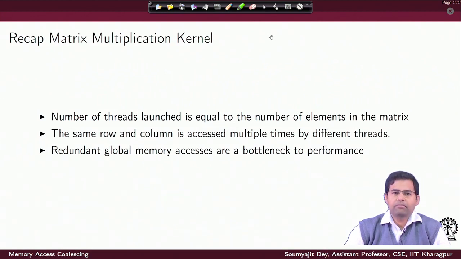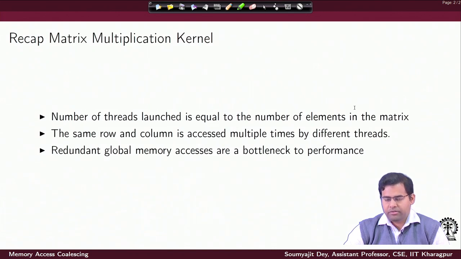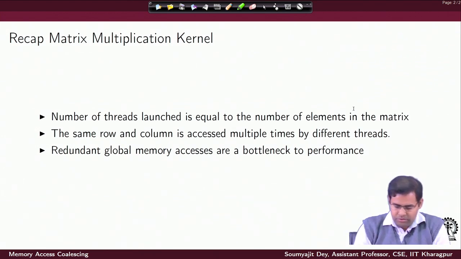What is the total number of threads launched for computing the output? The total number of threads has to equal the number of elements in the matrix, because each thread is responsible for computing one element in the output matrix. But observe something important here with respect to the memory accesses performed by the threads: the same row and column is accessed multiple times by different threads. Why would we say that? Let us draw a simple figure here.